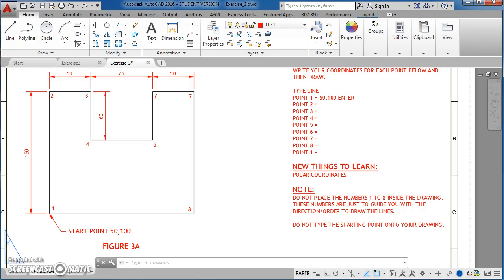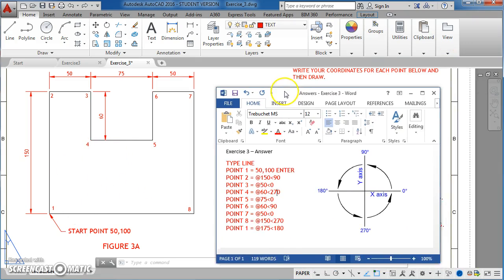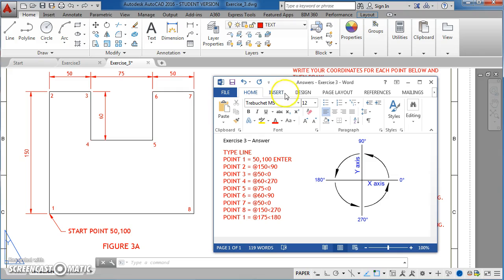In this exercise, exercise 3, you're asked to draw this shape using polar coordinates. And again, they've given us our starting point, which is shown as an absolute coordinate, but from then on, everything should be polar coordinates. Now, polar coordinates work similar to relative coordinates in that everything is relative to the last point you put on the screen. So we've been given this coordinate, that is point 1. Now we need to find out where point 2 is.